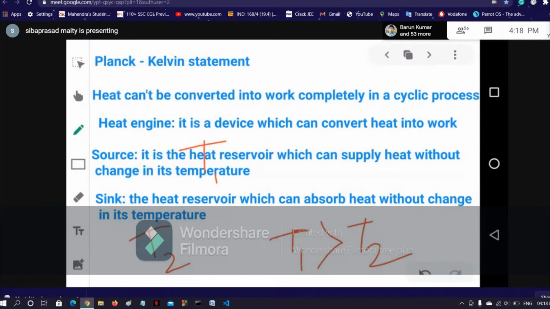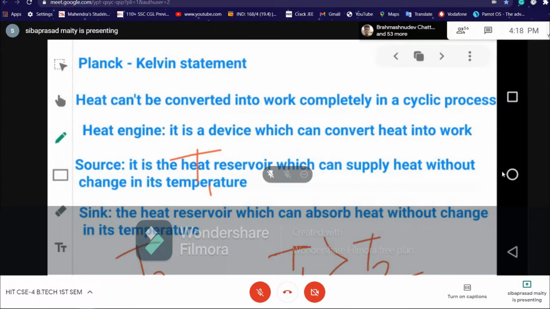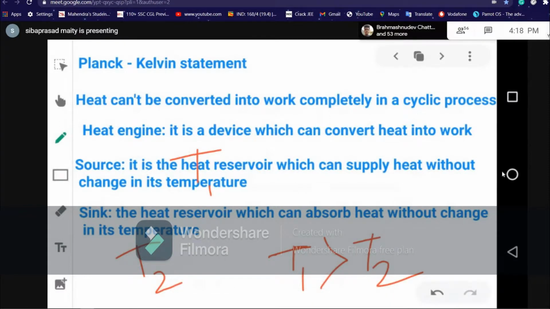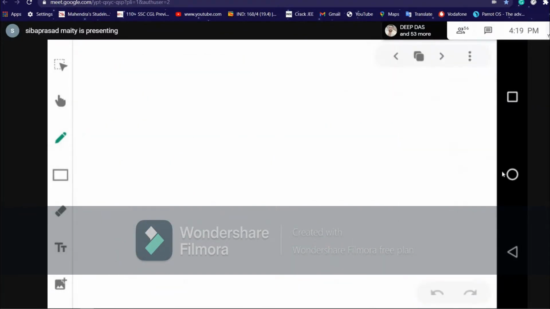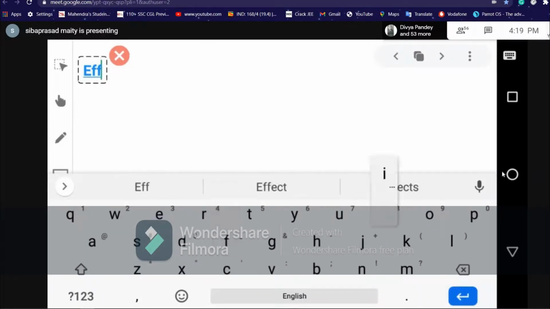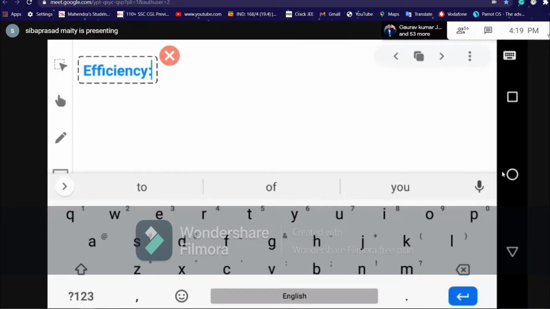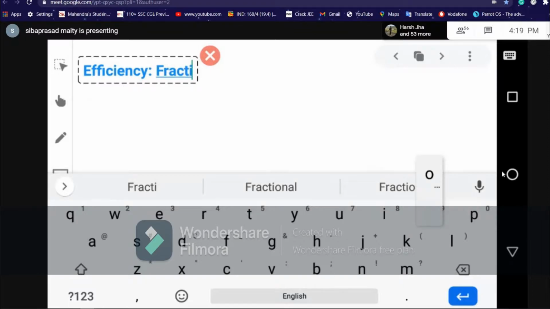As per Planck, no heat engine can convert heat completely into work. Since it cannot convert it completely, we define efficiency. What is that? Fraction of heat converted into work.